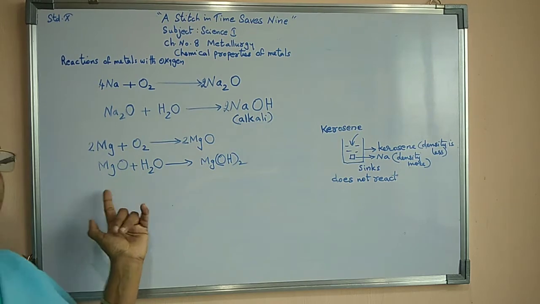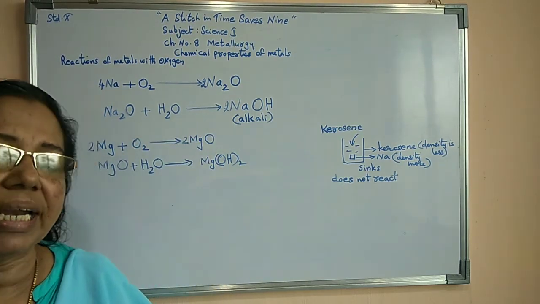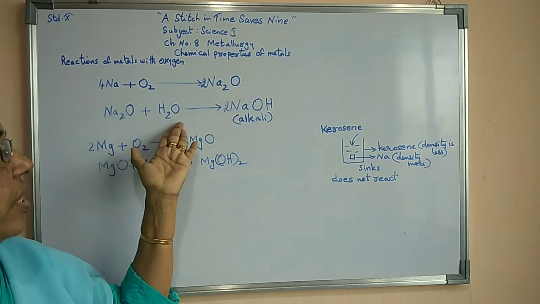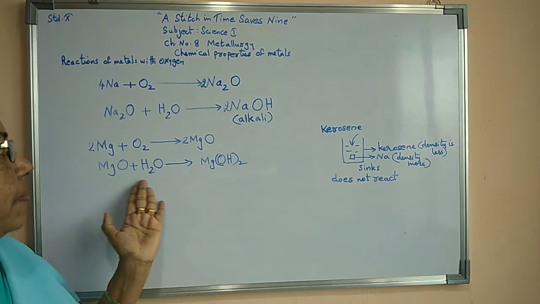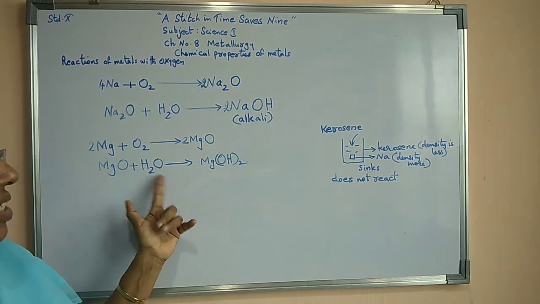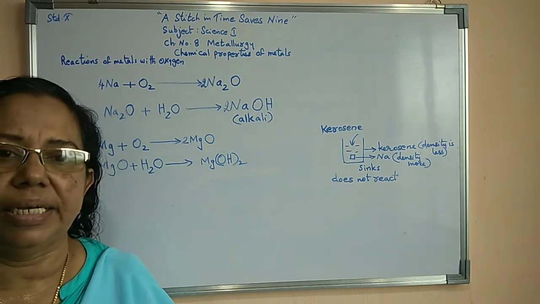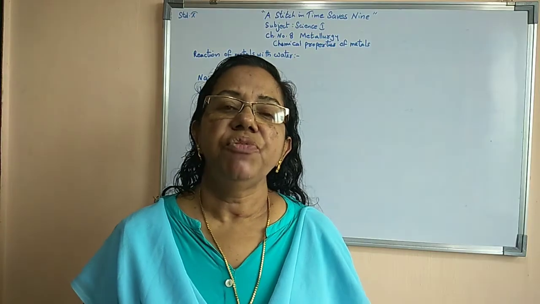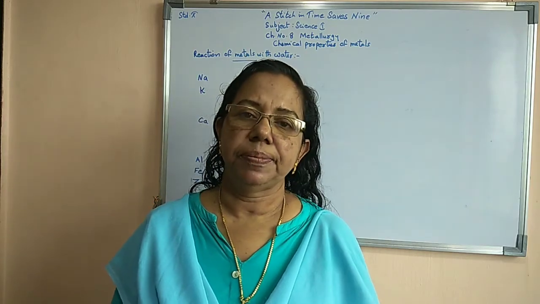Here water reacts with the sodium oxide, and it produces sodium hydroxide. When magnesium oxide reacts with the water, it produces magnesium hydroxide. Now we will study the reaction of metals with water.